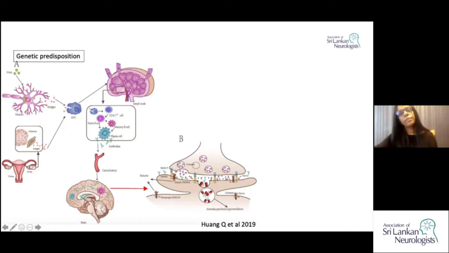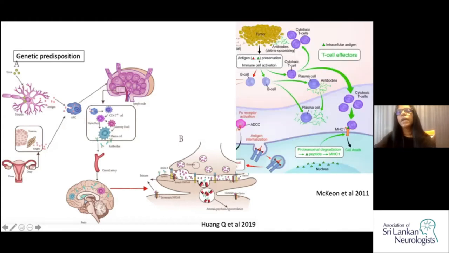So the main cell type that is affected in this group is plasma cells, and they produce antibodies and cross the blood-brain barrier. And here you can see its effect. So the effect is on the cell surface proteins or on proteins which are in the synaptic cleft. Now, if you look at the next type, that is the second type.